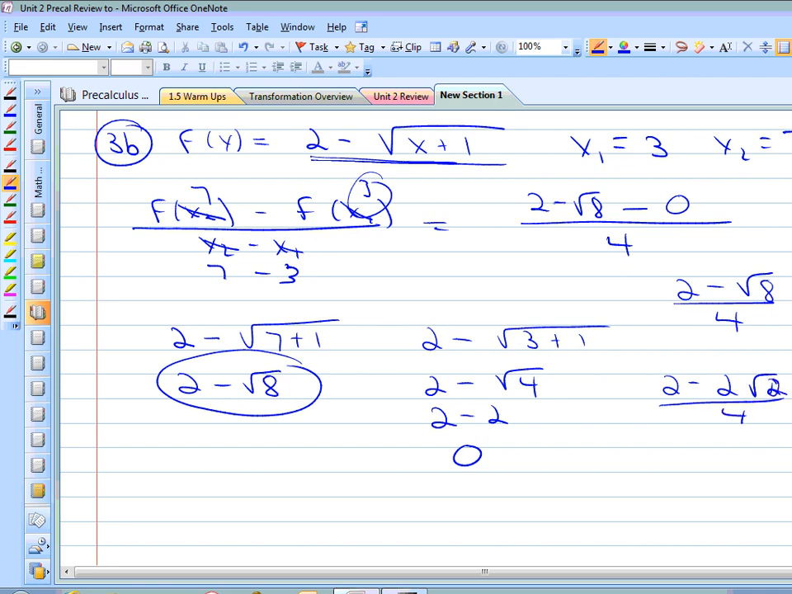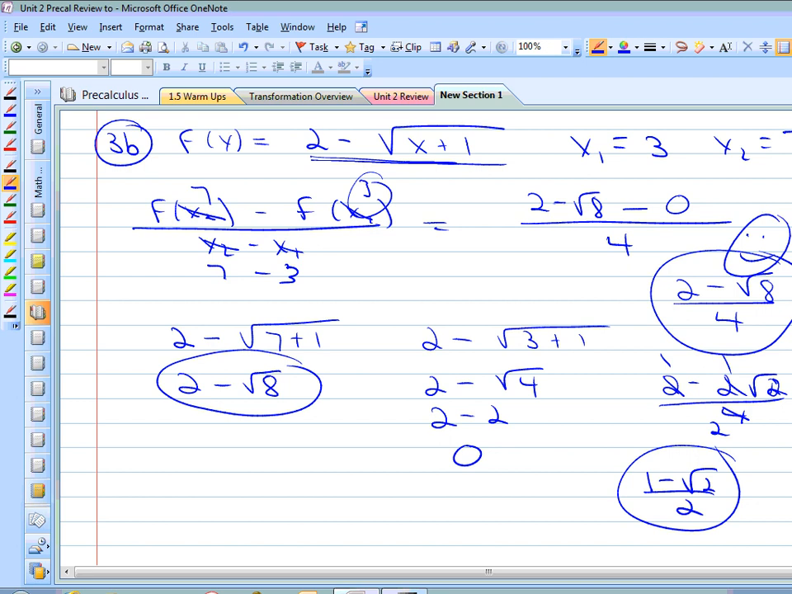There we go. And so I'm going to reduce everything. You can only reduce the stuff outside the radical. You can't reduce the stuff inside the radical. So please don't cancel your 8 out. So this 2 becomes a 1, this 4 becomes a 2, this 2 becomes a 1. And so in that case, we would end up with 1 minus the square root of 2 over 2. But I would also take it just like that.